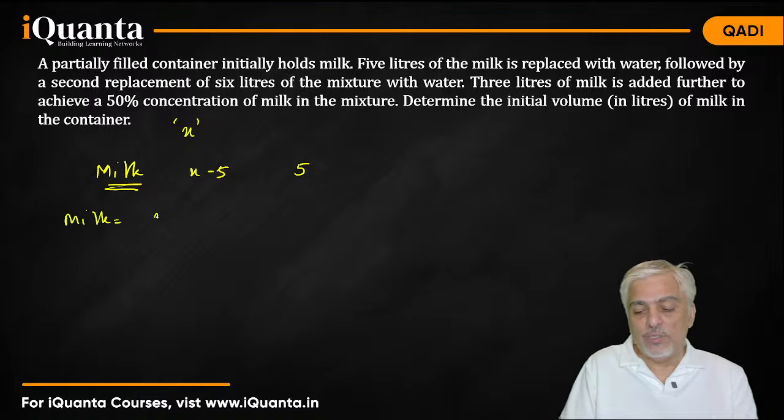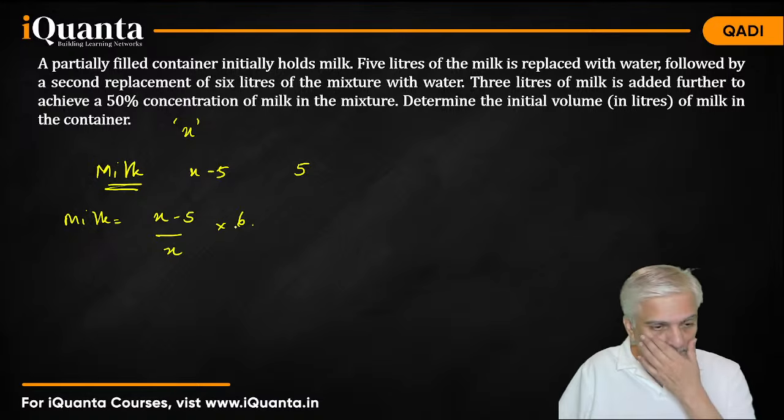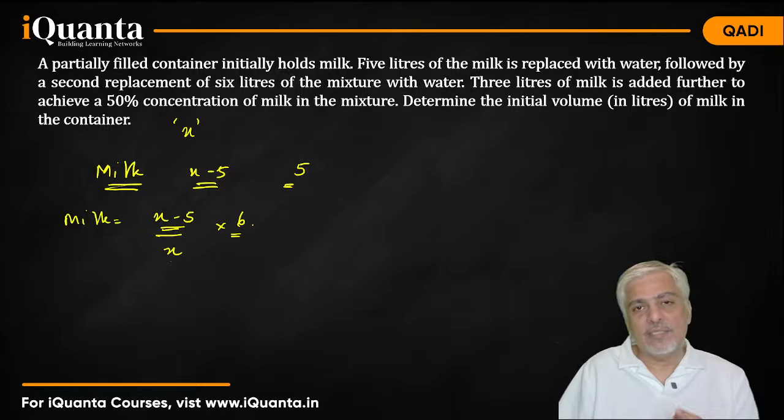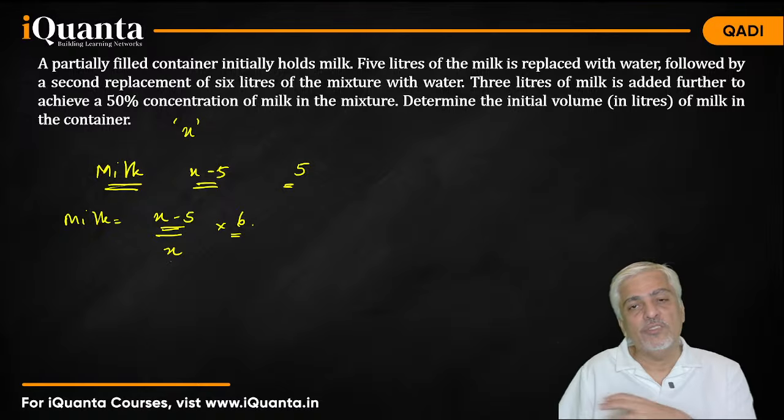The amount of milk which you will lose will be (X minus 5) upon X into 6. (X minus 5) upon X into 6 is the amount of milk you will lose. Go through this properly. Total is X. Out of that, milk is X minus 5. So (X minus 5) upon X into 6 you will lose. Like, suppose milk and water were in the ratio 3:2. So we say the amount of milk gone will be 3 by 5 of 6. That way, (X minus 5) upon X into 6.